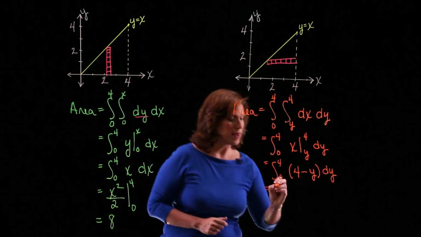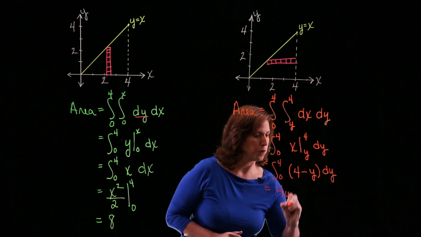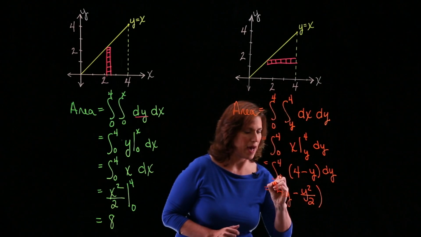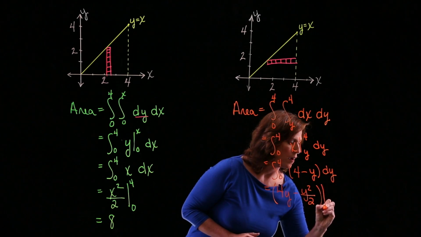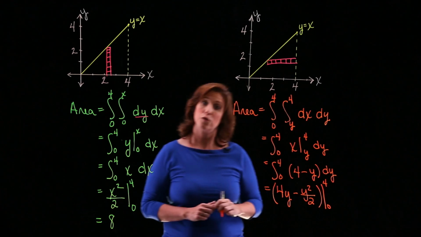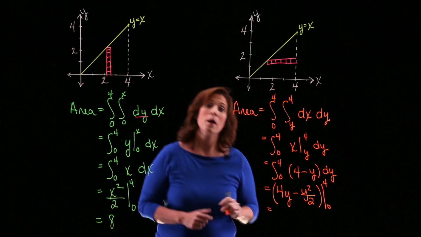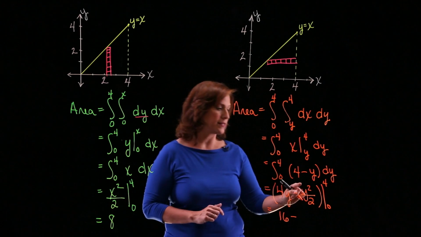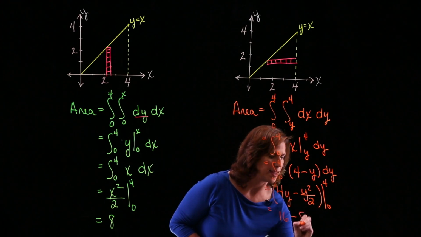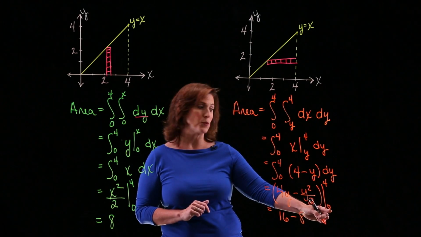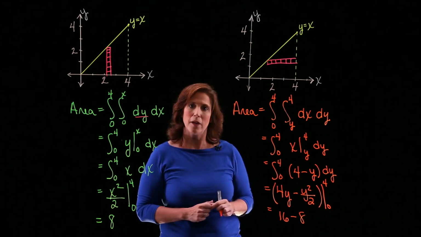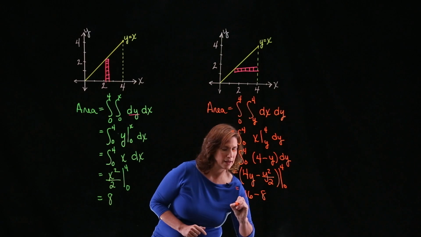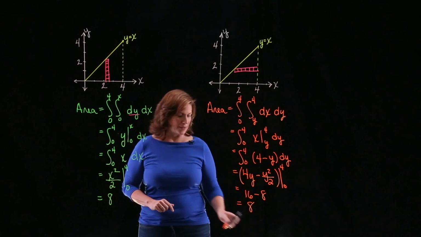Integrating with respect to y, I now have 4y minus y squared divided by 2, and that will be evaluated from 0 to 4. Plugging in my upper limit, I'm going to have a 16 minus 16 divided by 2, so that's 8. And then I'll subtract what happens when I plug in the lower limit. But notice when I plug in the lower limit, I just get a 0. So the result is 16 minus 8, which is 8.